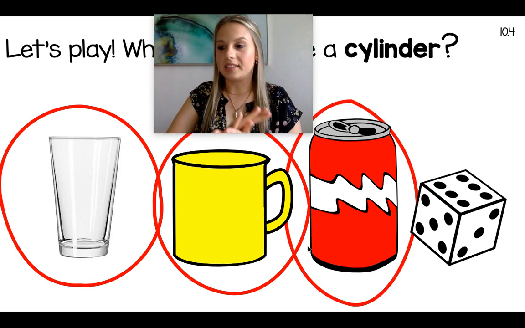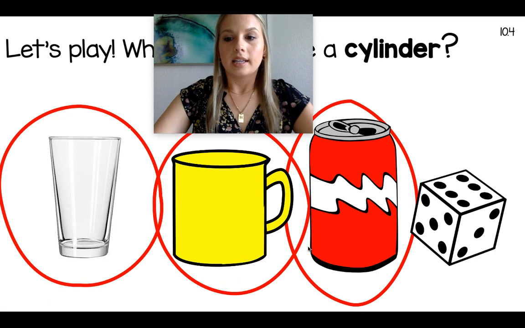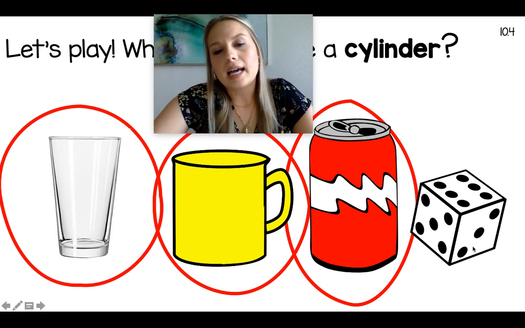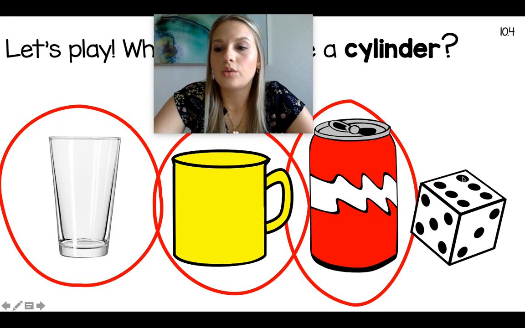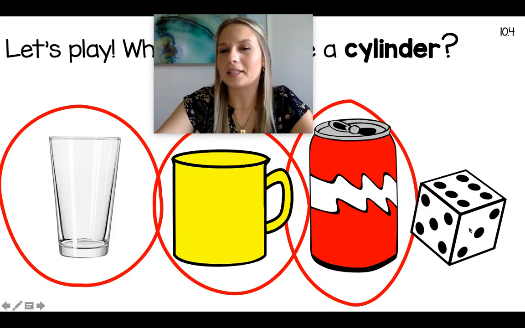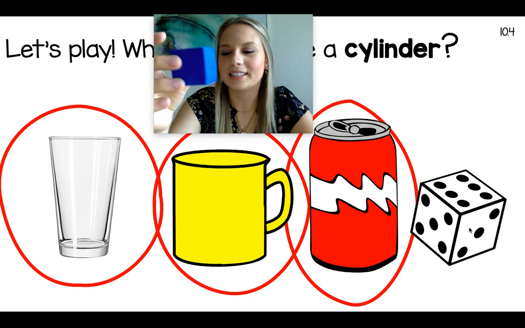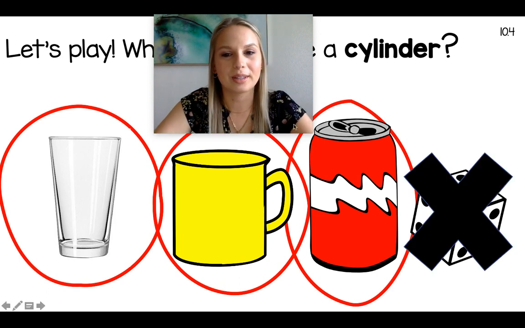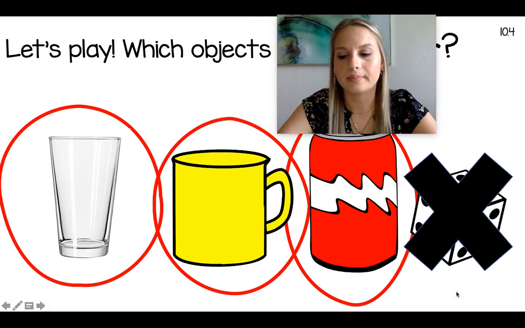Last one is a dice. I don't have a dice with me, but we know a dice has 6 sides and 1, 2, 3, 4, 5, 6, 7, 8 vertices. That's not a cylinder. That's a cube. Doesn't work. Good job. All right.